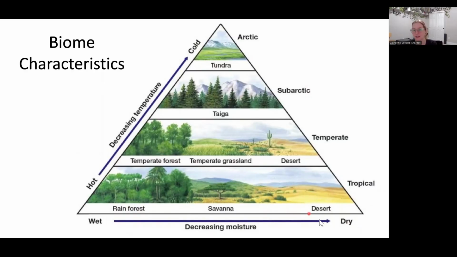Are you hot and dry? You are a desert. Are you in between? Then you are a savanna. If you're decreasing in your temperature, we have temperate grassland, temperate forest, and then desert. Deserts can be quite cold as well. If you're decreasing in your temperature even more, you're going to have taiga. And then you get to the coldest, you have tundra. Note that these in the middle are right in the same range of moisture, but we have extremes for the two sides of our pyramids down here.